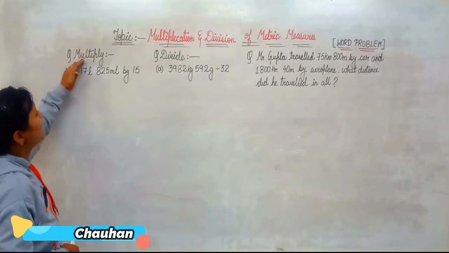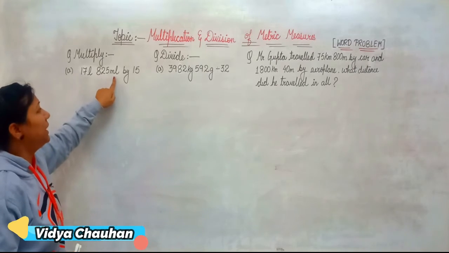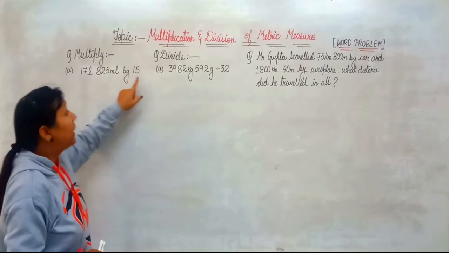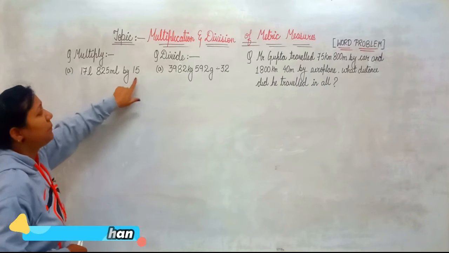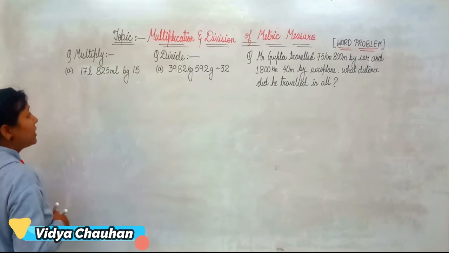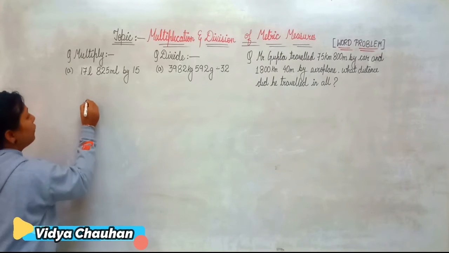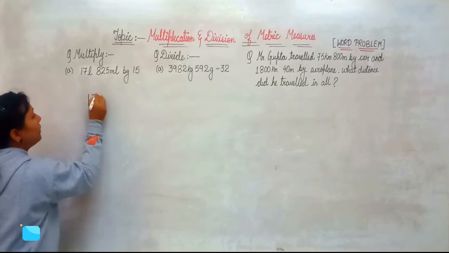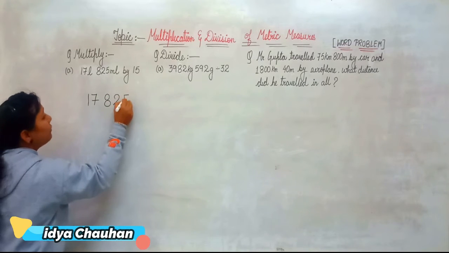The first question says multiply 17 liter 825 milliliter by 15. So we have to multiply this given term which is in liter and milliliter by 15. For multiplication, very first what you will do, you will write this value in just a combined form. So let us write it in numerical form 17825, like this.